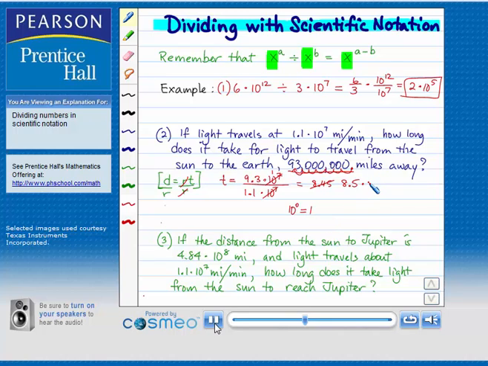So in scientific notation, I could write it as 8.5 times 10 to the 0, though generally I'm just going to write that as equal to 8.5. And the units would be minutes. Remember that the speed was in miles per minute, so the units for time would be minutes. Okay, so the light takes almost 8.5 minutes to reach the Earth from the sun.